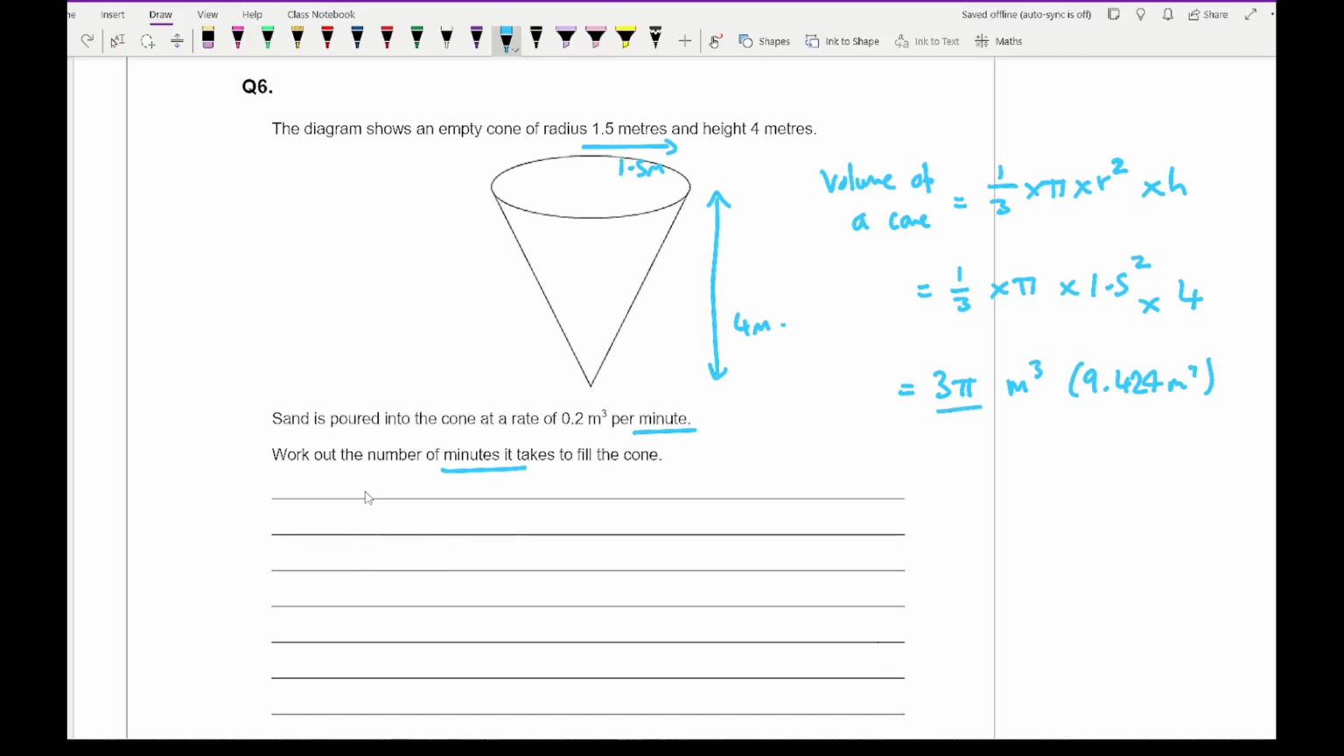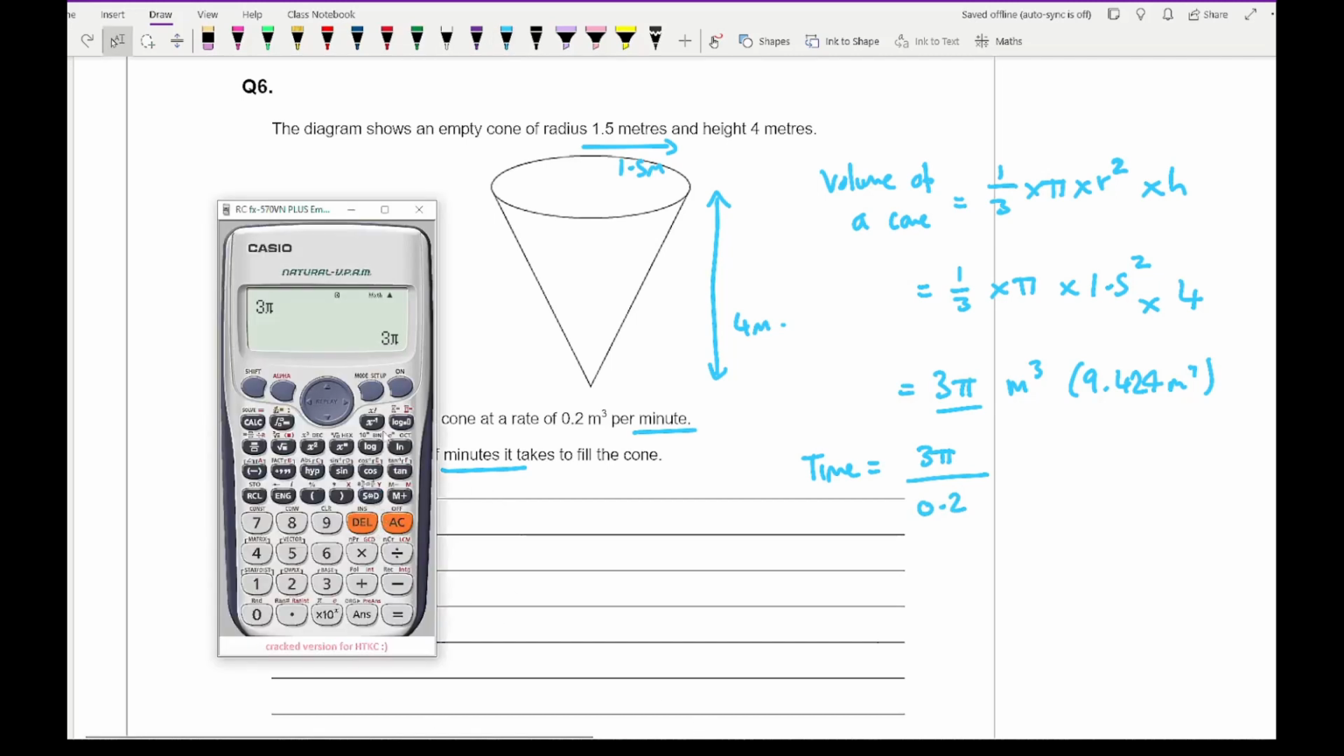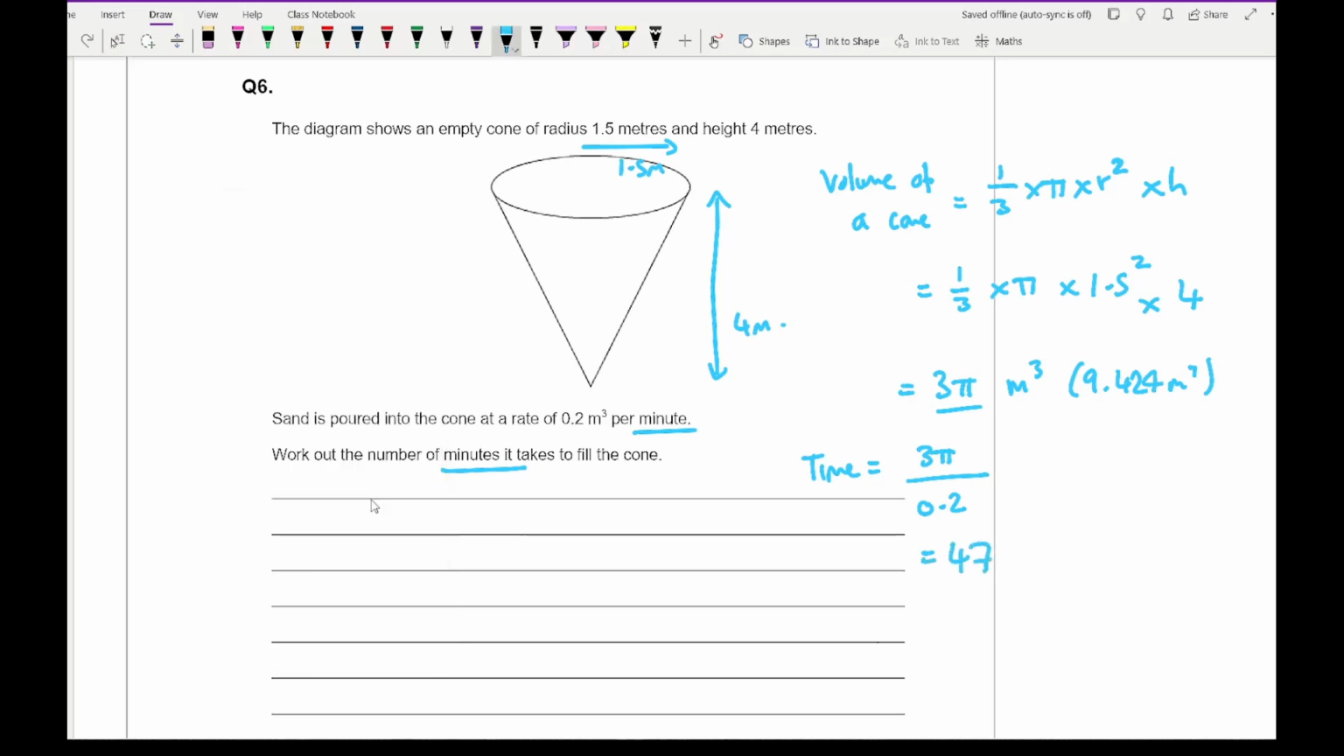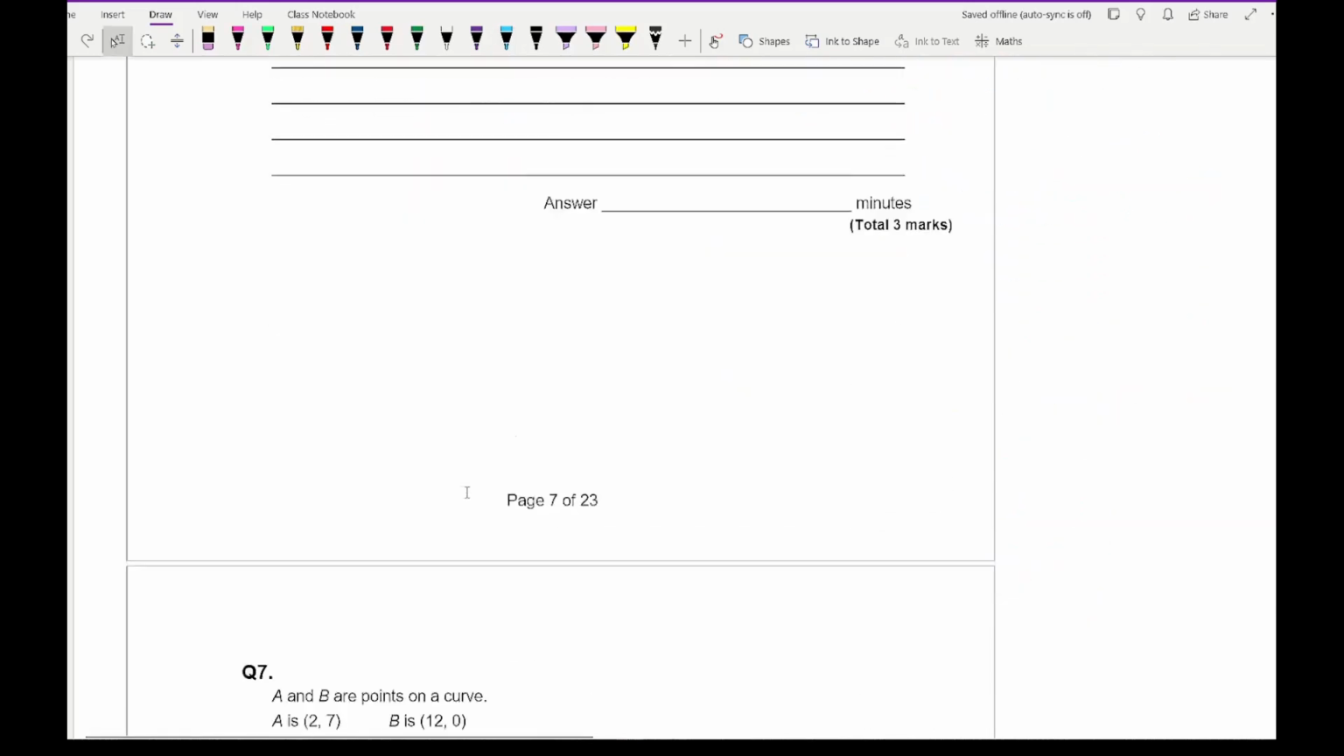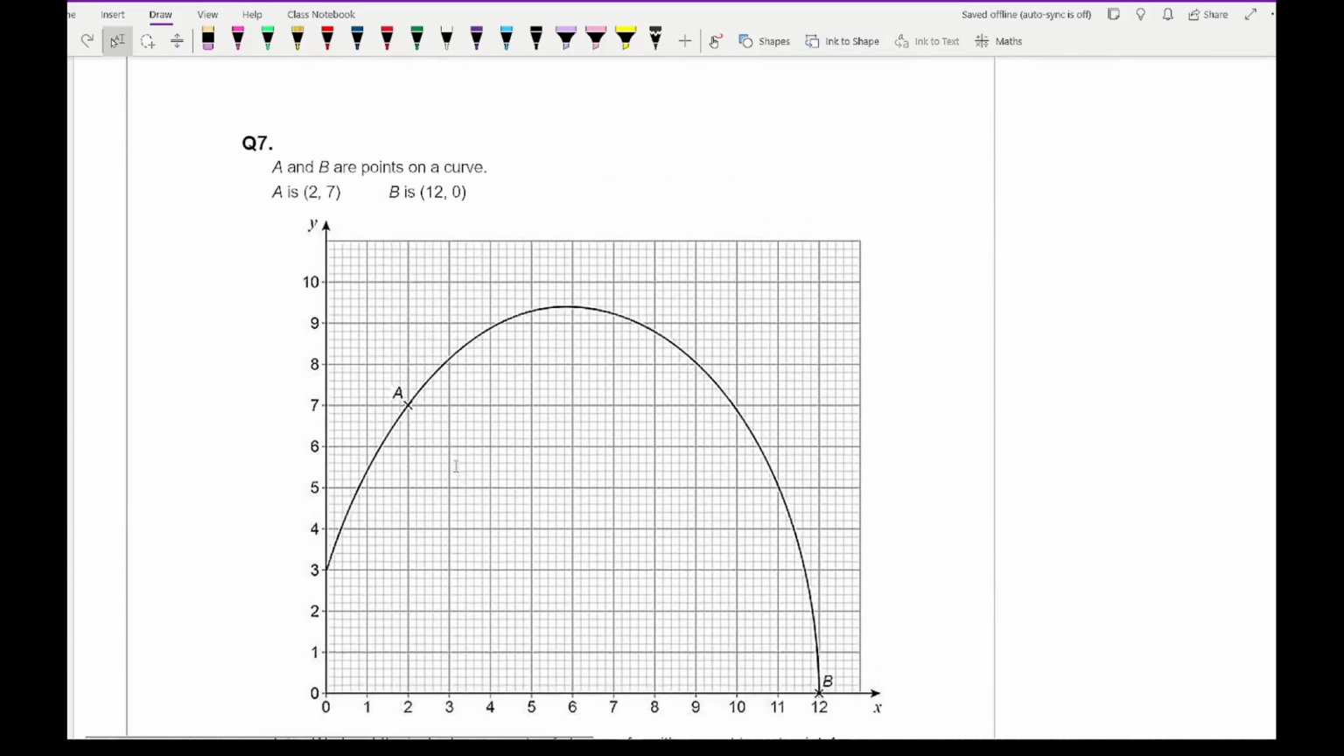So then to work out the time, it's going to be the volume, which is 3 pi, divided by the rate, which is 0.2. And again, if I just type that into my calculator, 3 pi divided by 0.2 equals 15 pi, or 47.1. So then the answer is 47.1 minutes. And there we go. Do I need to work out what 1/10 of a minute is? No, because the question is asking me to work it out in minutes, so I can leave it as a decimal in minutes. So now let's move on to how you do question 7 involving gradients.